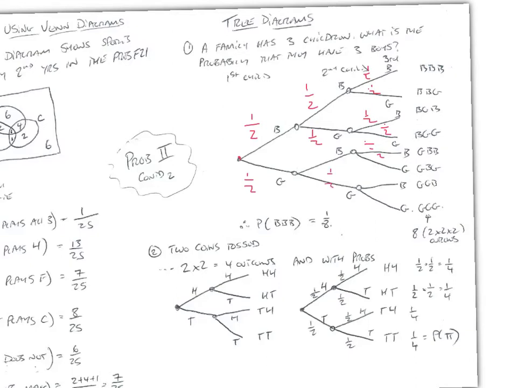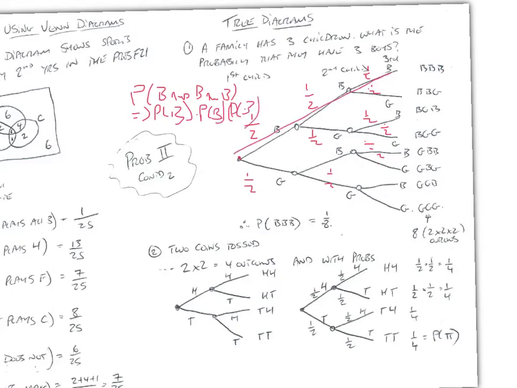Okay, so let's use the multiplication rule, or the AND rule that we had before, where we would say that the probability of a boy and a boy and a boy is equal to the probability of a boy multiplied by the probability of a boy multiplied by the probability of a boy.